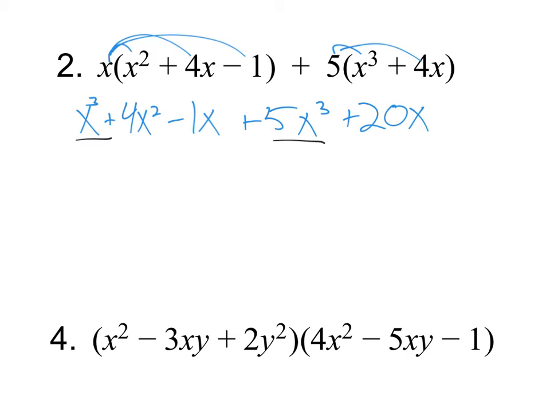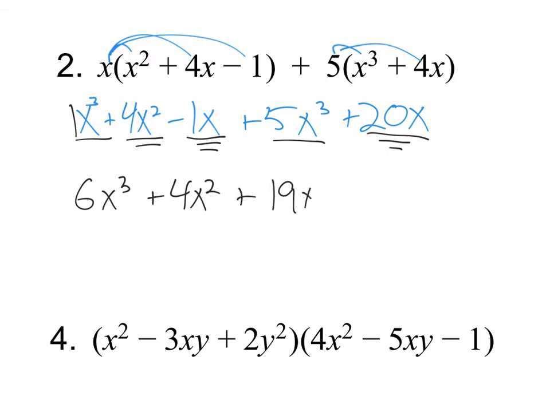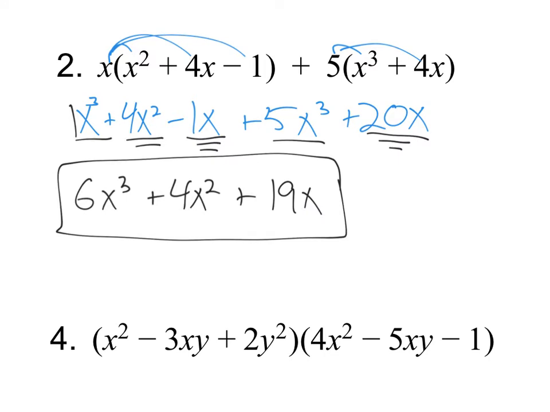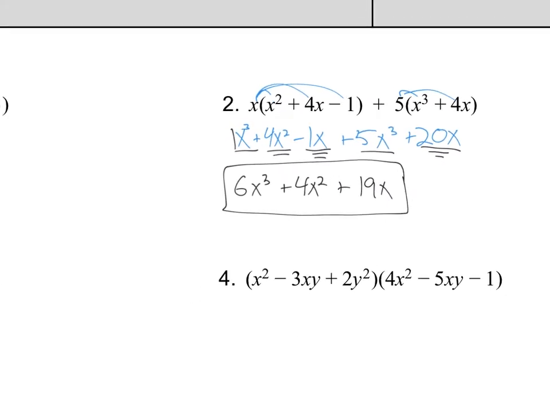I've got x cubed. Well, that would be, let's see, 1 plus 5, 6x to the third. I've got 4x squared. That's the only x squared, so plus 4x squared. And negative 1x plus 20x, that would be a positive 19x. And there were no constants, so that's it. Final answer. Number 3.